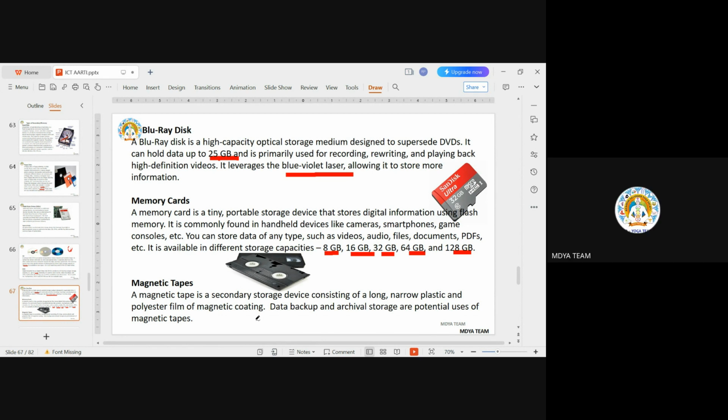Yes, they are obsolete, but these are secondary storage. They store the data. The capacity of these magnetic tapes is much more than the other devices, but now these are obsolete. Data backup and archival storage are potential uses of them. They are used only to store the data.